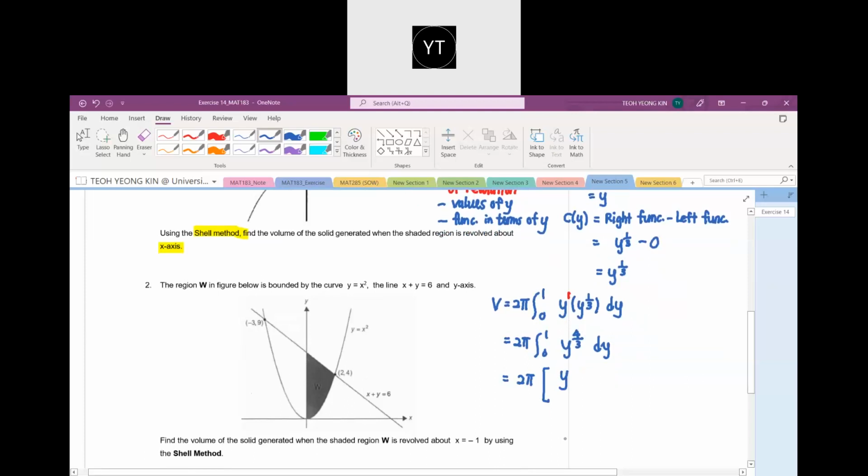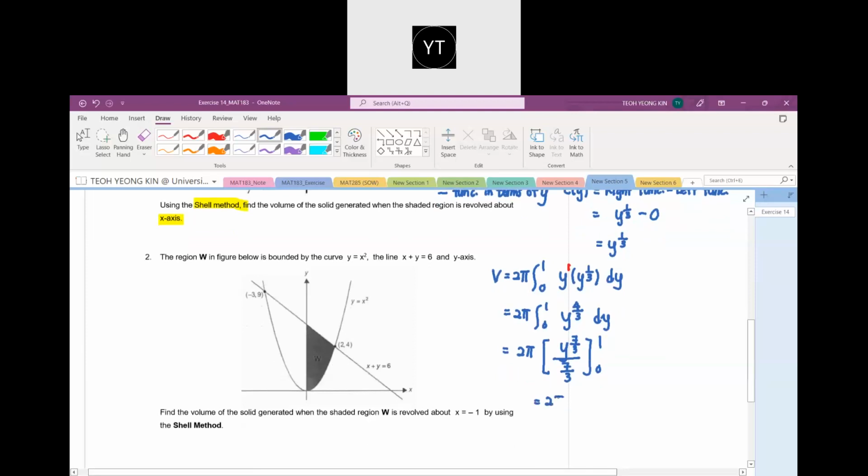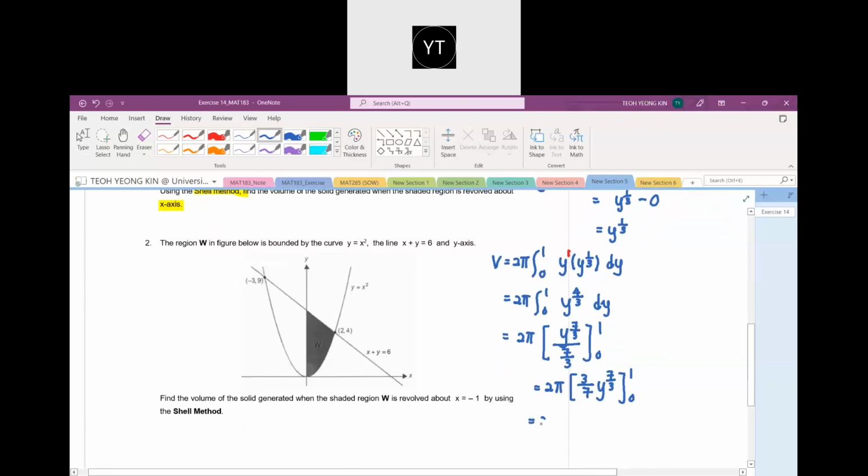So y power of 4 over 3 plus 1 becomes 7 over 3. Don't forget to divide by 7 over 3, from 0 to 1. So 2 pi times 3 over 7 y power of 7 over 3 from 0 to 1. Substitute the values: 3 over 7 times 1 power of 7 over 3 minus 3 over 7 times 0 power of 7 over 3.